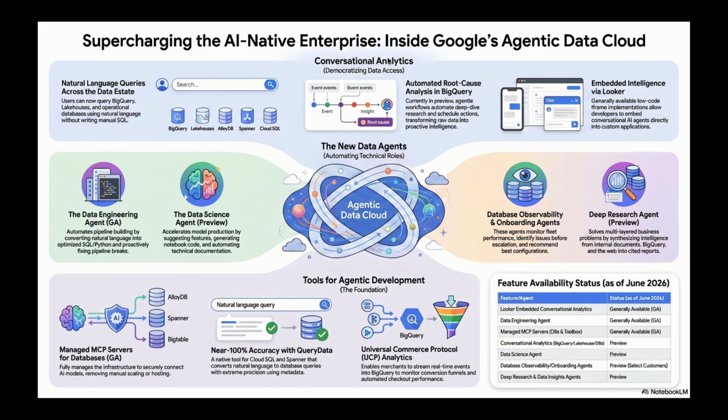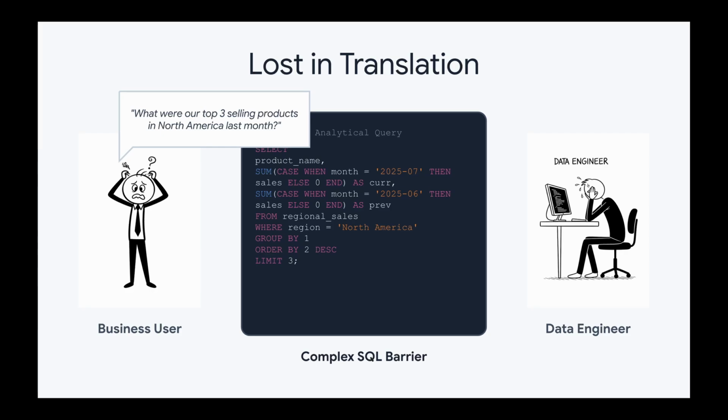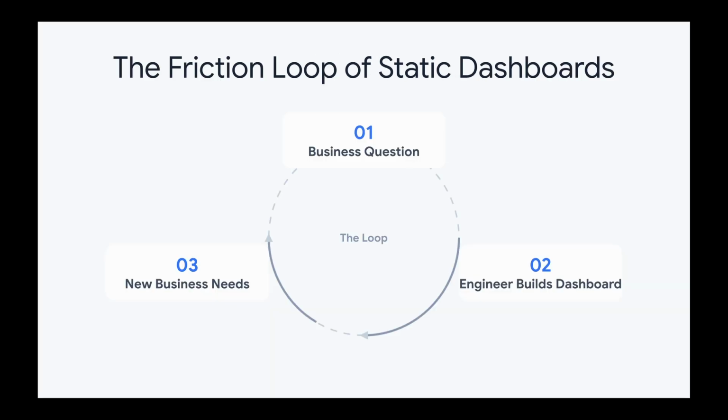We're going to be looking at how to use natural language queries across BigQuery to completely replace static dashboards. Now, as mentioned in the intro, whenever a business executive would ask a particular question, like what were the top 3 selling products in North America last month, you would basically have to write up SQL queries, generate those dashboards, and then send it over to the data engineer. This creates a friction loop where you ask the business question, the engineer builds the dashboard, and by the time the dashboard's delivered to the respective people, there are new business needs that are generated.